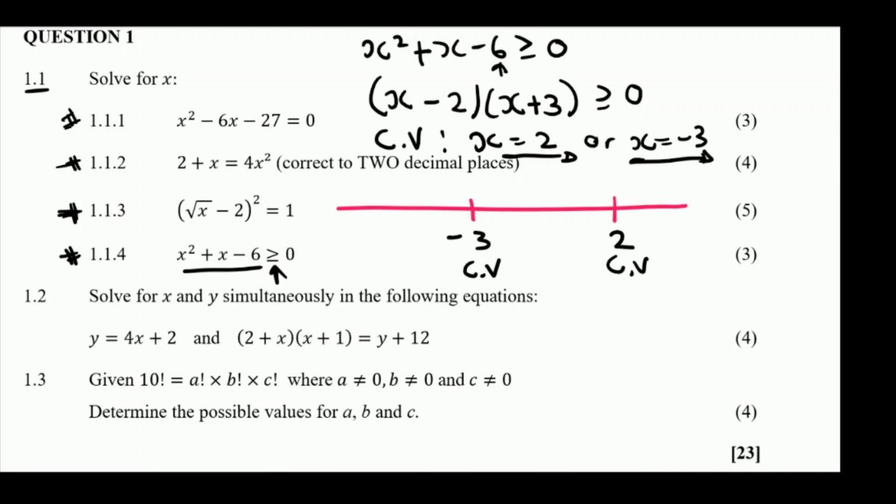What you're going to do is test values before your critical value, in between your critical values, and after your critical values, right? You can choose any numbers. Let's say, for example, you're going to choose -4 because it's below -3, and you can choose 1 here, in between. Or you can choose a number after the critical values.